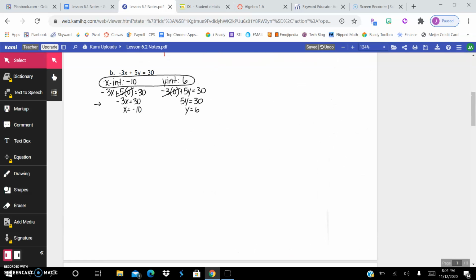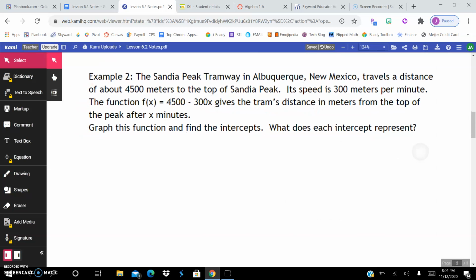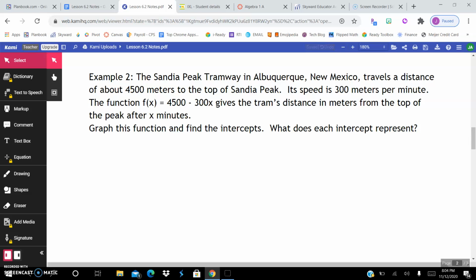All right. Example 2 says Sandia Peak Tramway in Albuquerque, New Mexico travels a distance of about 4,500 meters to the top of Sandia Peak. Its speed is 300 meters per minute. The function f of x equals 4,500 minus 300x gives the tram's distance in meters from the top of the peak after x minutes. Graph this function and find the intercepts. And what does each intercept represent?